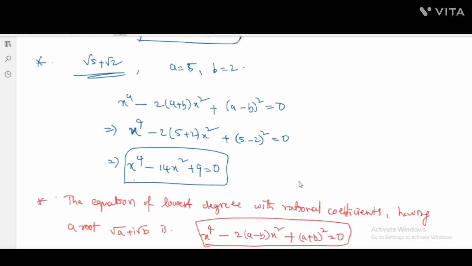The difference between the previous formula and this formula, if you observe: the previous formula is x power 4 minus 2 times of a plus b into x square plus a minus b whole square is equal to 0. Here you got plus, here you got minus, and the opposite. So please remember these two to solve the problems based on this. You'll get the answer directly, nothing but shortcuts. So this is the concept in this video.